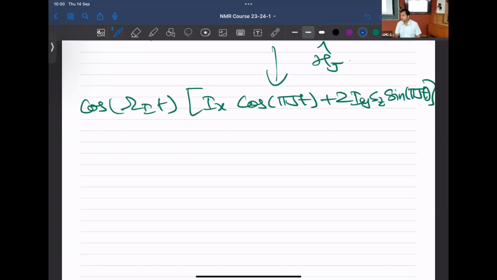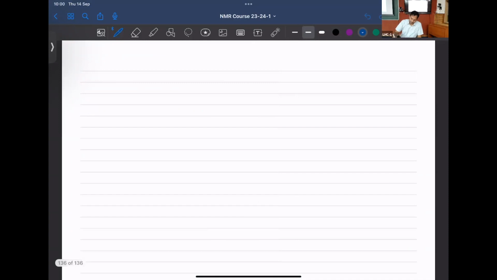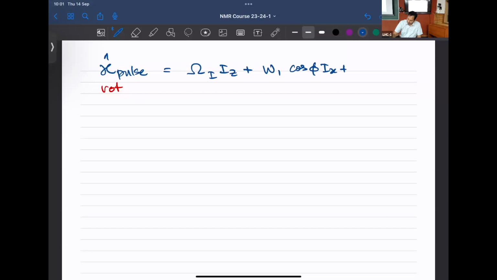For the FID, what will be the Hamiltonian for the pulse? Okay, so your question is, what is the Hamiltonian for the pulse? In the rotating frame, we wrote that it gets transformed. If you remember, for the pulse, it's a time-dependent Hamiltonian. We ended up transforming it yesterday and got something like omega I Iz plus omega 1 cos phi Ix plus sin phi Iy, where phi is a phase with respect to the x-axis. It is a time-independent Hamiltonian.